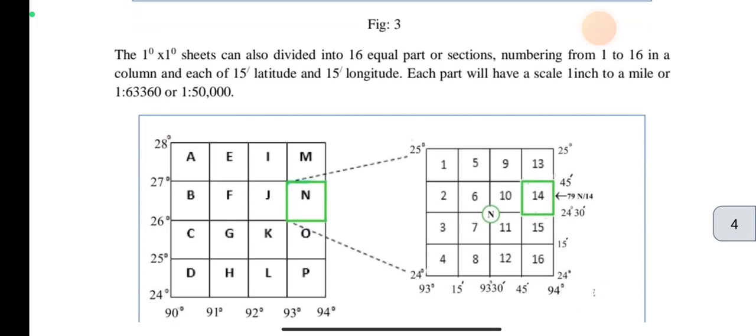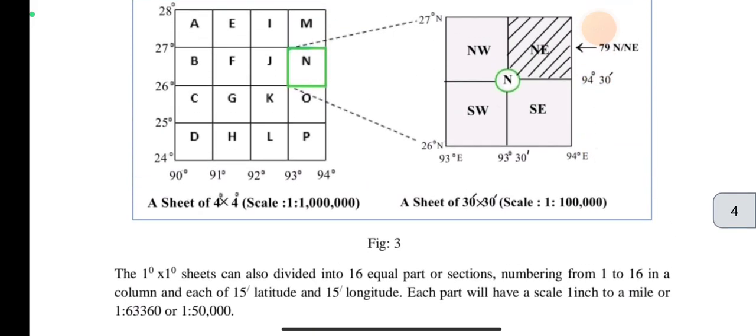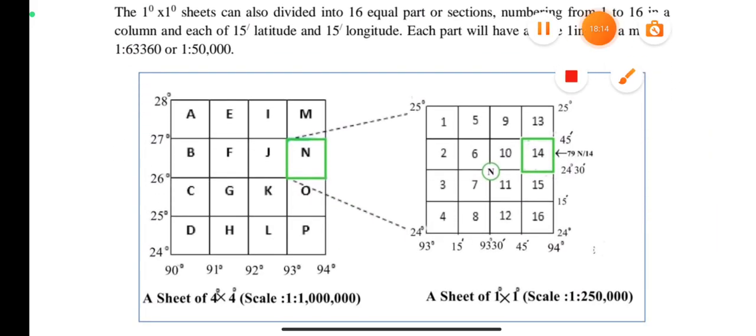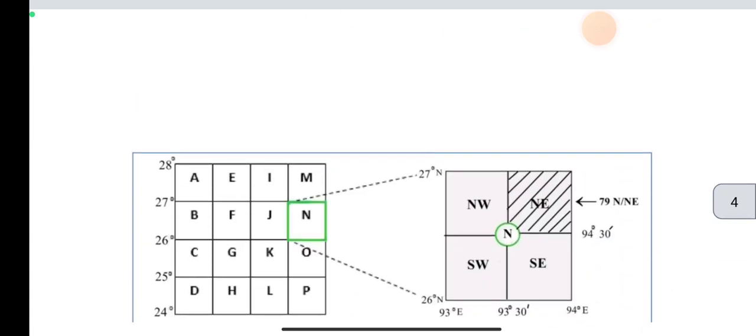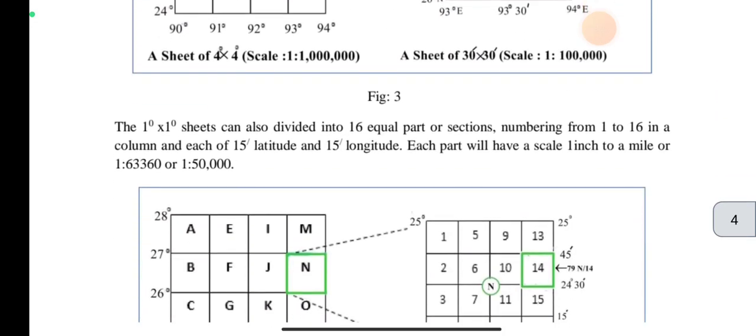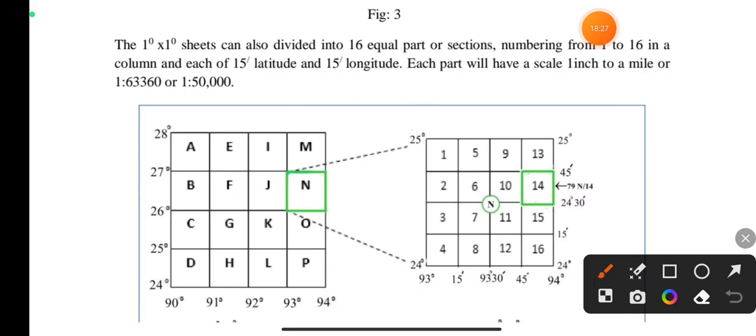Now the 1 degree into 1 degree sheet can also be divided into 16 equal parts or sections. So we can divide it either into 4 parts or again into 16 parts. This can be divided into 4 parts or into 16 parts. This is what it is talking about. It is written that it is also divided into 16 parts, like shown here, numbering from 1 to 16.